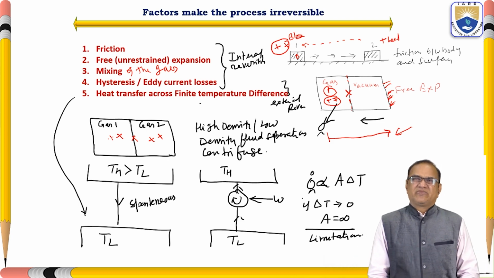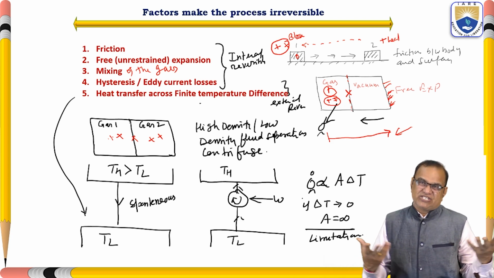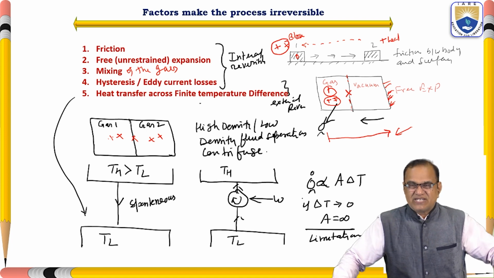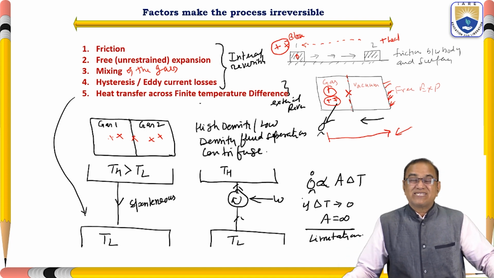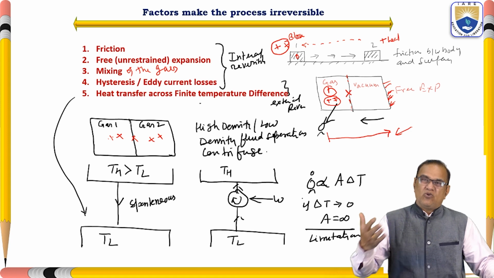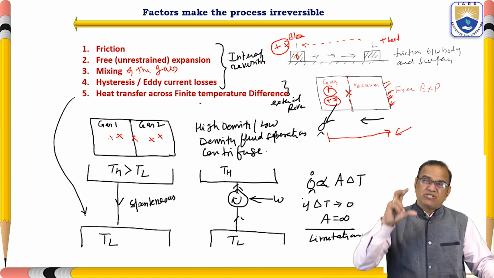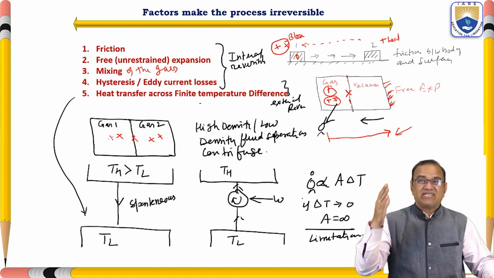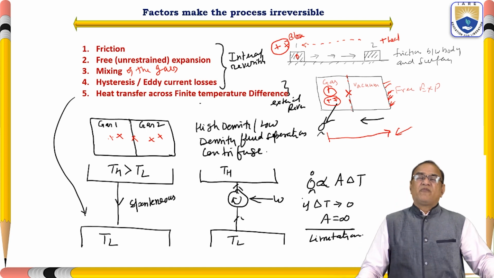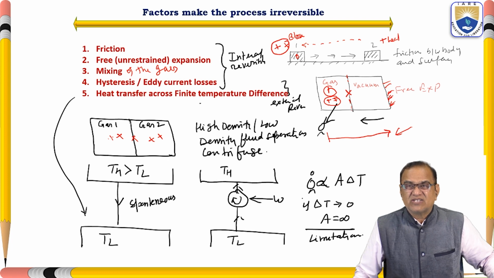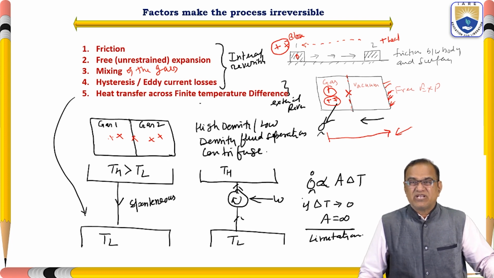The fourth one is the hysteresis or eddy current losses due to the electromagnetic effect. It will not go in the same path. If you reverse, the path will be different. So these 4 items, 1, 2, 3, 4, are the internal irreversibilities. And the fifth one is the heat transfer across a finite temperature difference.